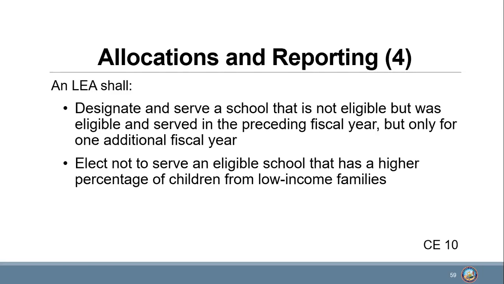And an LEA shall designate and serve a school that is not eligible, but was eligible and served in the preceding year. They can actually choose to serve that school, but can only do so for one additional fiscal year. So for whatever reason, if free and reduced numbers changed or something happened to where a Title I school was no longer eligible for services, but they were the preceding year, the district can choose to actually serve them for one more year. And an LEA shall elect not to serve any eligible schools that has a higher percentage of children from low-income families.